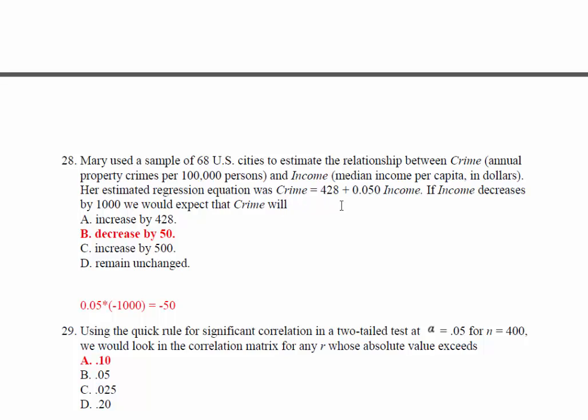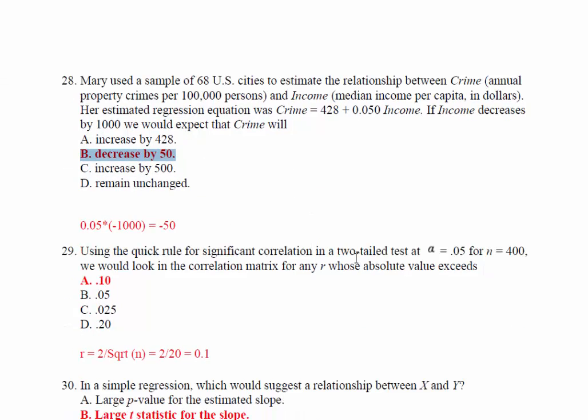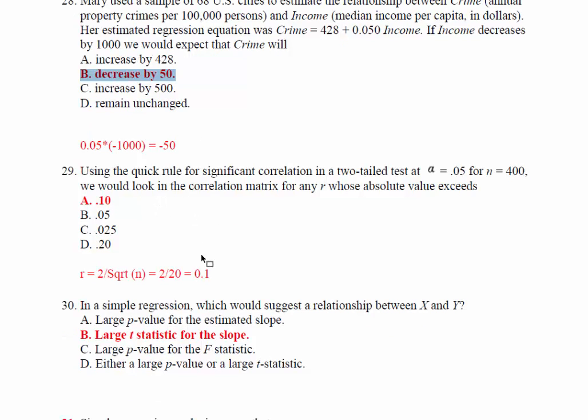Let's look at the equation here. If income decreases by 1,000, that is income is times minus 1,000 times 0.05, that gives you minus 50. That's what this term is going to be. So crime, since it's minus 50, would decrease by 50. Therefore, B is the correct answer. The rest, of course, are wrong. This is number 28.